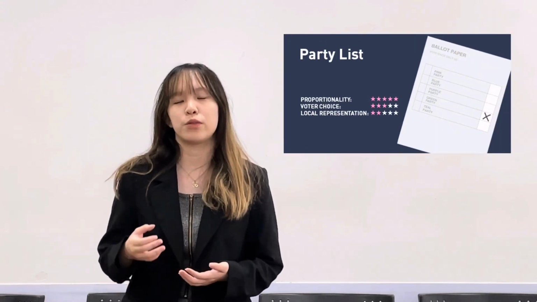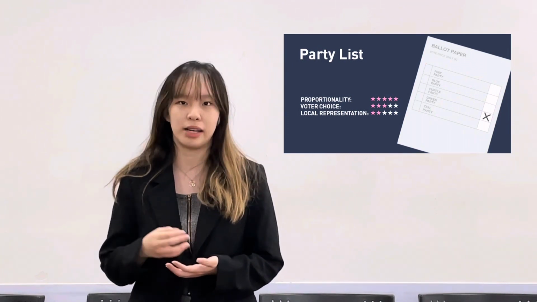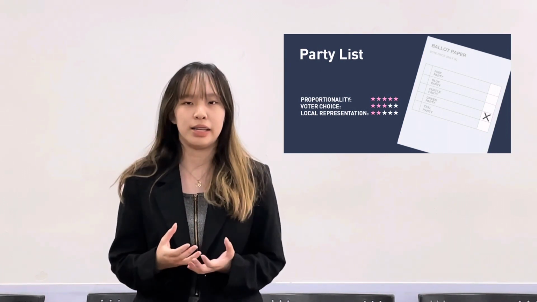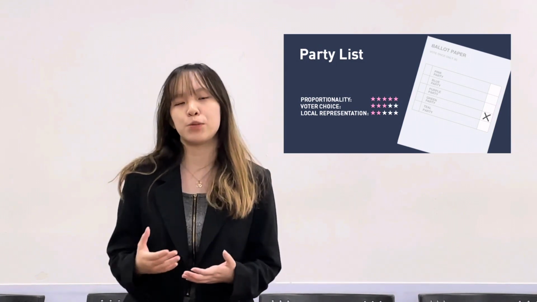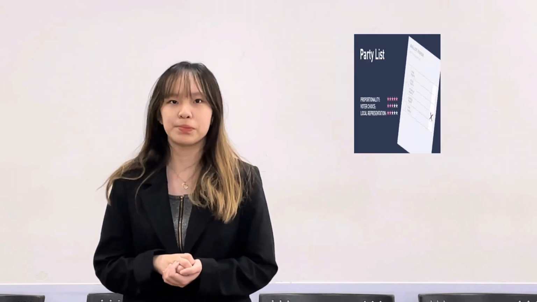And lastly is the closed party list. It is used for the European Parliament elections between 1999 and 2019 in England, Scotland, and Wales. Voters choose parties, not candidates, and seats are allocated based on the proportion of votes received by each party. The parties determine the candidate order on the list.